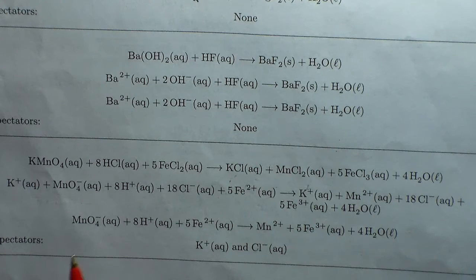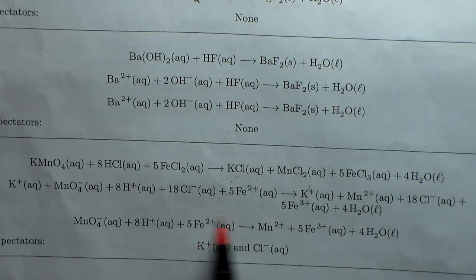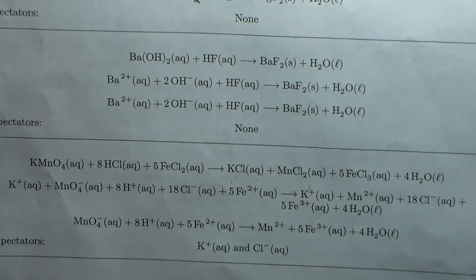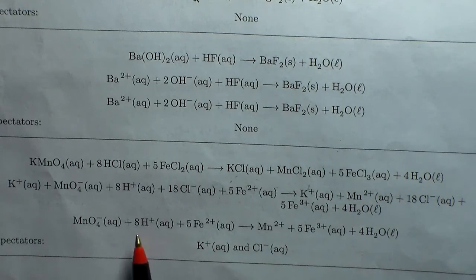So once we eliminate those, we have there the permanganate, the 8 hydrogens, the 5 iron 2s, gives me a manganese 2, and 5 iron 3s, and 4 waters. And again, you can very easily just go through there and verify that your atoms and charges balance. So here, that has 1 manganese on both sides. I have 4 oxygens, 8 hydrogens, 8 hydrogens, 5 irons and 5 irons.